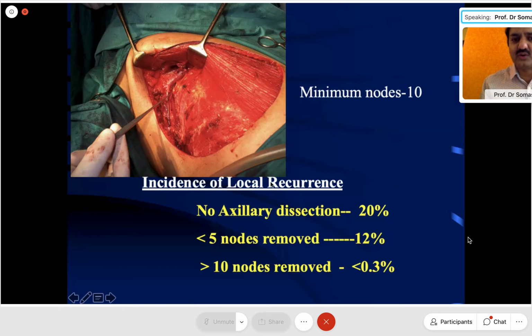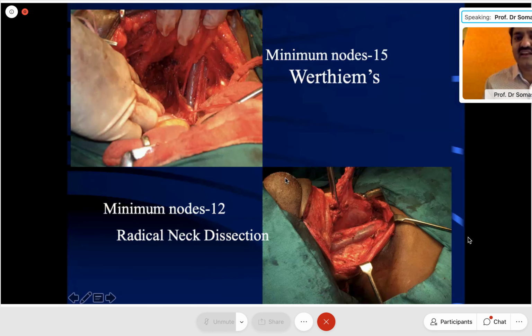So this is what I told you. Staging, this is NSABP 04. If no axillary dissection is done, what is the chance after multimodality treatment like chemoradiation, still axillary recurrence 20%. NSABP 04 trial showed if you remove less than 5 nodes, recurrence is 12. If you remove more than 10, recurrence is 0.3. See, NSABP 04 trial. Like that, for every trial, there is a fixed number that you should know. Please learn this. Most of your exam would ask this in theory or practical.